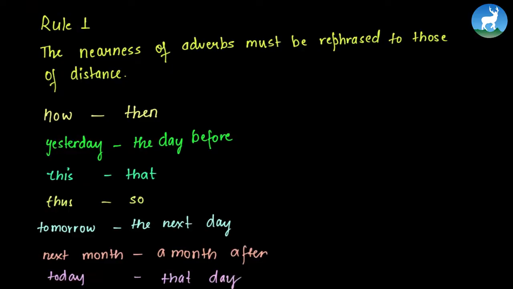These are some of the examples. Yesterday is changed to the day before, this to that, thus to so, tomorrow to the next day, next month is changed to a month after, and today is changed to that day. There are more examples. We will see them once we start with our exercise. For now, let's move to rule number 2.